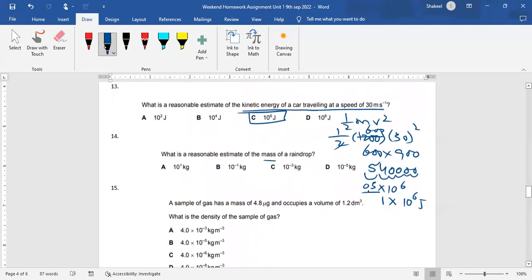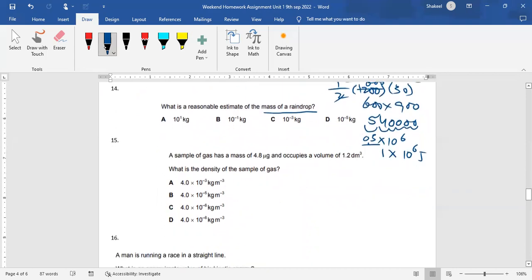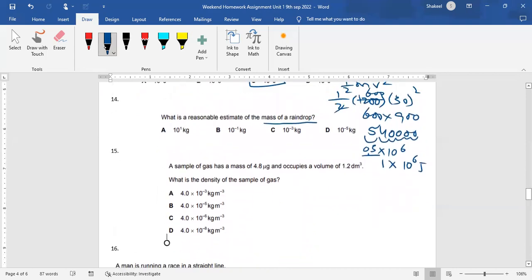What is the reasonable estimate of the mass of a raindrop? This is interesting. A raindrop is like a simple drop of water. It cannot be 10 kilogram. It cannot be 0.1 kilogram. That is too much. 10 to the power minus 3 is 0.001 kilogram, or 1 gram. So is it possible that the mass of a raindrop will be 1 gram? No, it is not possible. So the only option left is 10 to the power minus 5, which is in like milligram.